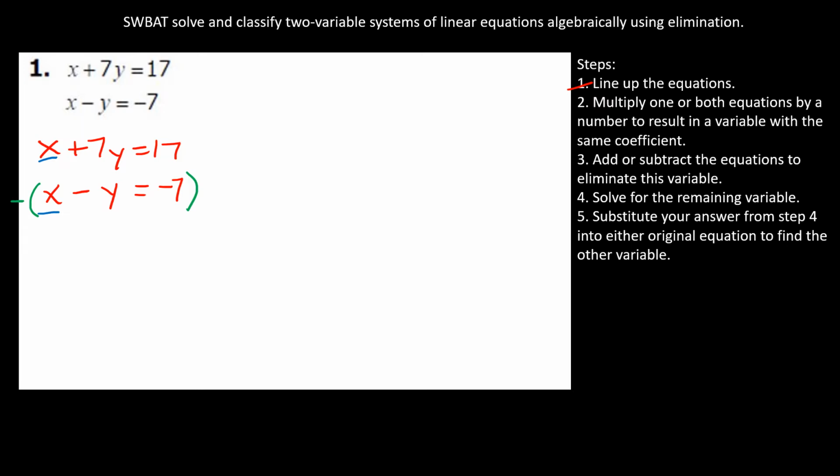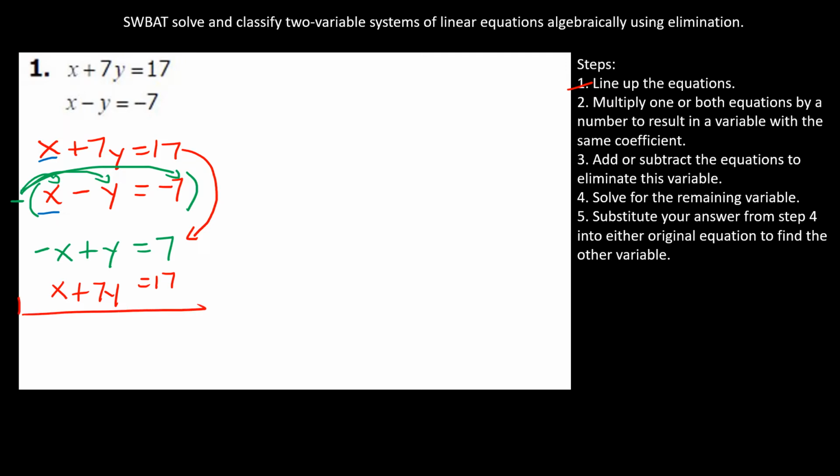So when I multiply and distribute this negative, we're going to distribute it to everybody within the parentheses. So we're going to have negative x, negative times negative y is a plus y, equals negative times -7 is a plus 7. Okay? And then I'm going to bring this guy over because I want to make sure that I can line these up still, right? So we're going to have x plus 7y equals 17.